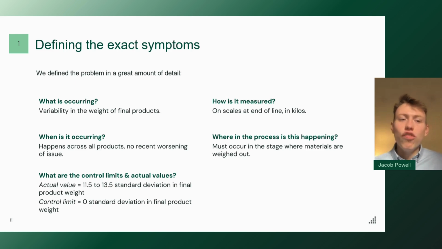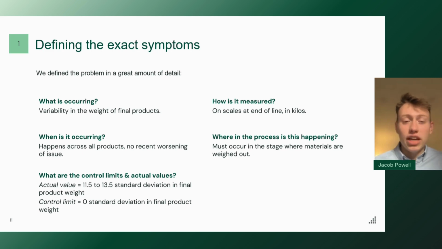Great. So kicking off with FTM question 1, as mentioned earlier, we first need to define the exact symptoms. And so we define this problem in a great amount of detail, and we've put a simplified version of that summary on this slide here. So what is occurring? Well, we've got variability in the weight of final product, as I mentioned. When is it occurring? Well, it happens across all products, actually. There's no products that are better than others. And there's been no recent worsening of this issue. It's been fairly standard for a number of years now.